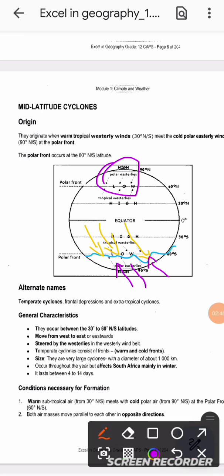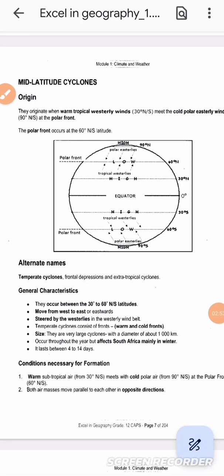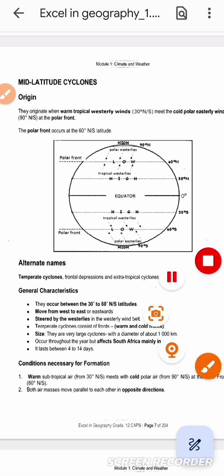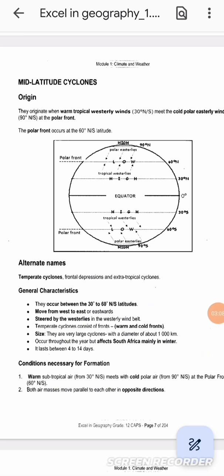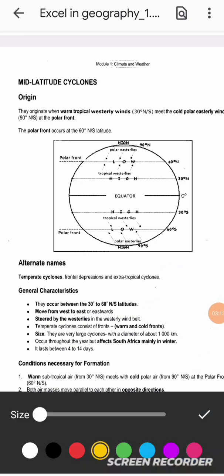So we have the alternate names of mid-latitude cyclone from different regions. Here in South Africa, we can call it mid-latitude cyclone. In Australia, they can call it frontal depression. You can also call it extratropical cyclone. And these terms might come in your multiple choice questions.